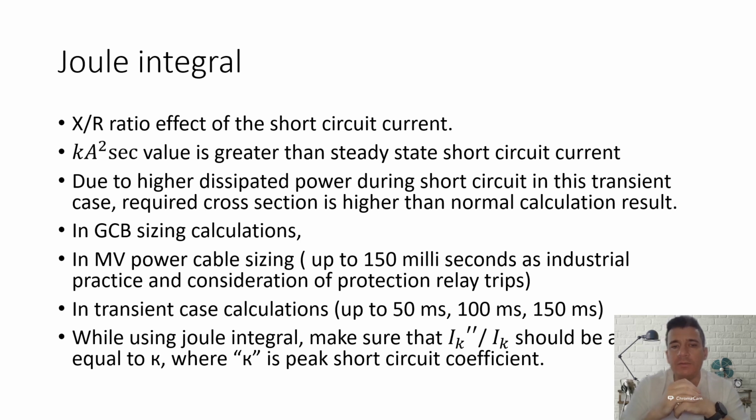And while using this Joule integral, make sure that the initial short circuit divided by the steady state short circuit should be at least equal to the K value. So what is that K value? K is the peak short circuit current coefficient.